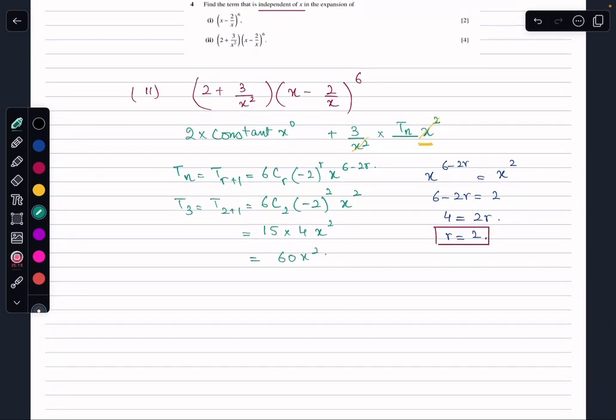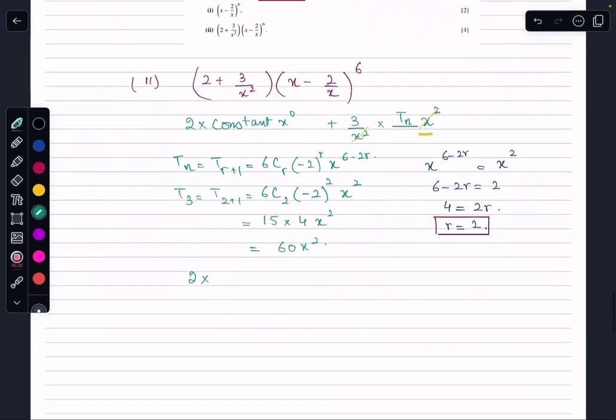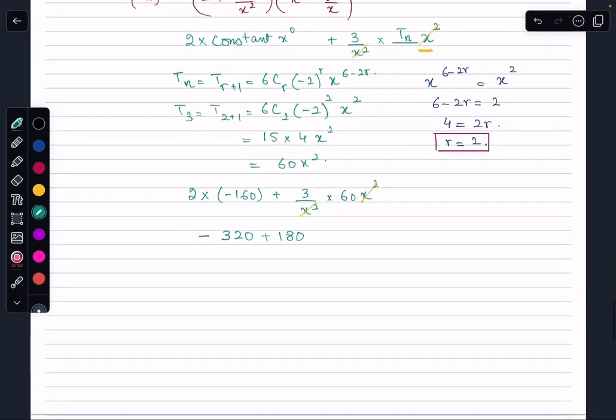Now I should know that it was 2 times the constant, and we got the constant in the first part, which was negative 160. So I will write 2 times negative 160 plus 3 by x square into 60x square. The x square gets simplified, and my answer then is going to be negative 320 plus 180, which is negative 140 as my answer.